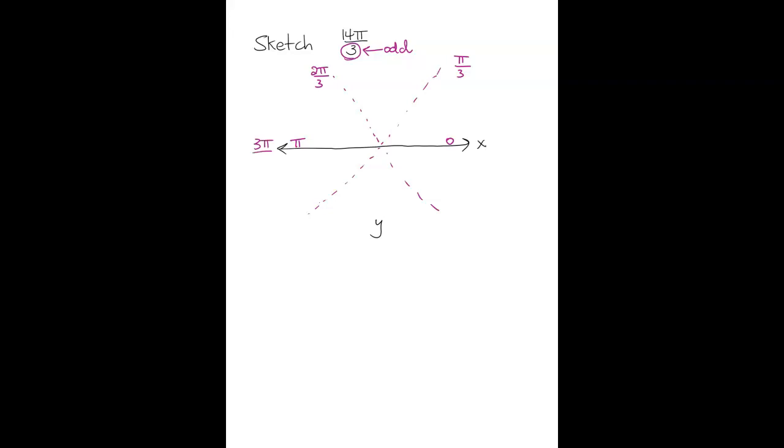Notice that 3 pi over 3 is pi. Here would be 4 pi over 3, 5 pi over 3. A full revolution is 6 pi over 3, which is 2 pi. We can continue counting and counting.